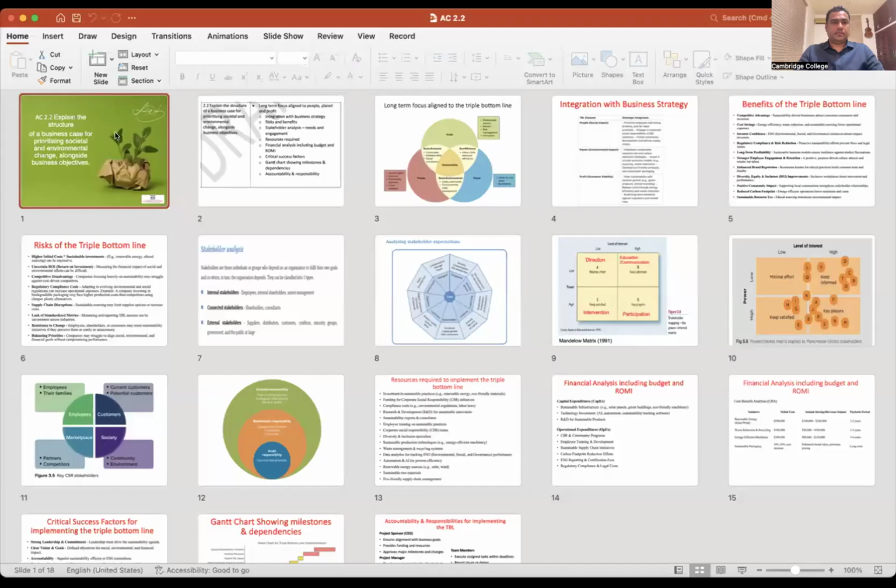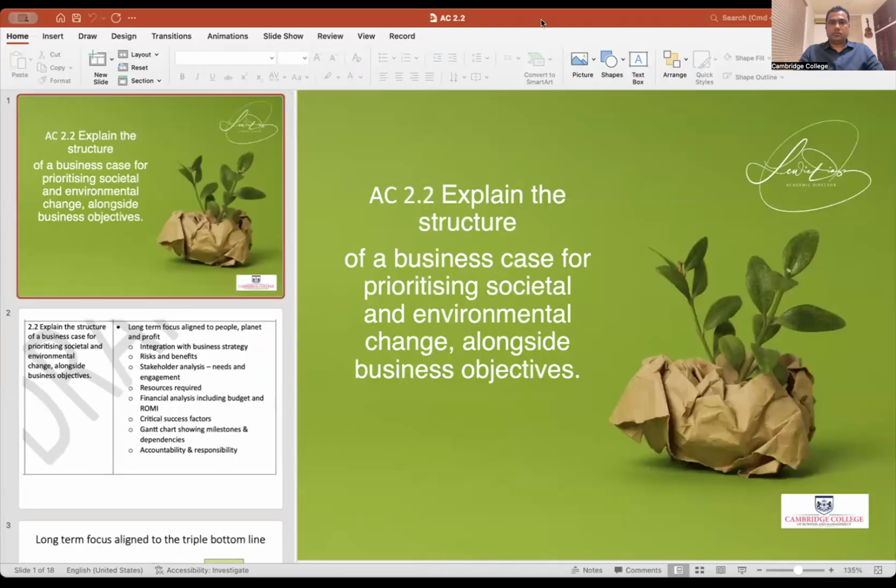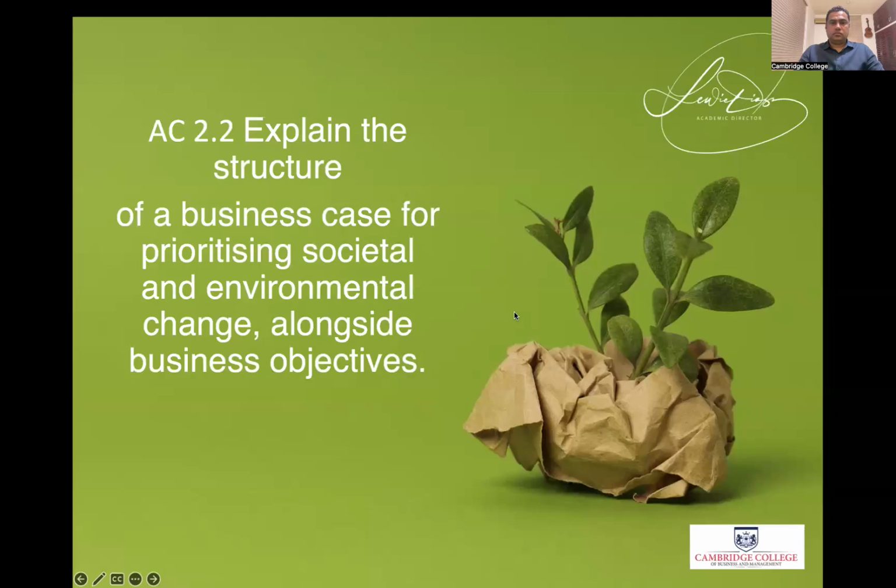Let us now look at assessment criteria 2.2 for societal impact. So here in this unit, we're going to explain the structure of a business case and prioritizing societal and environmental change by looking at business objectives.